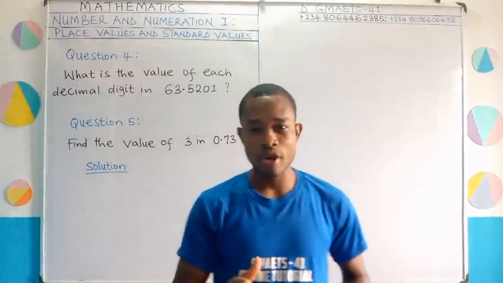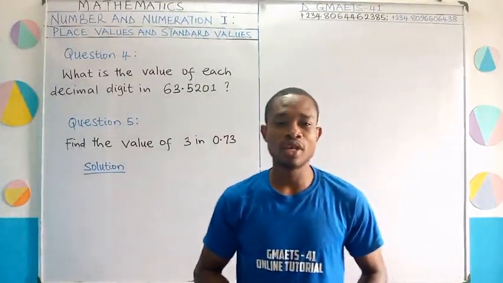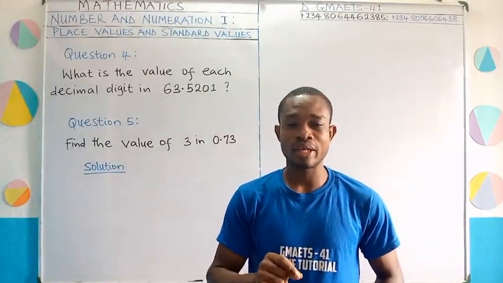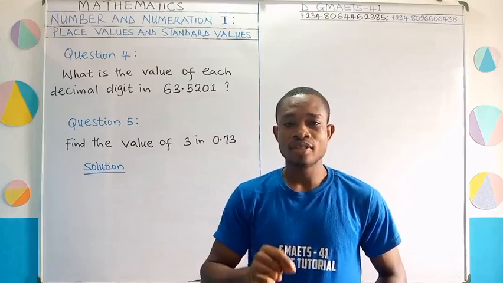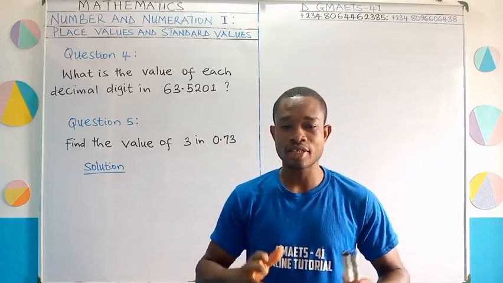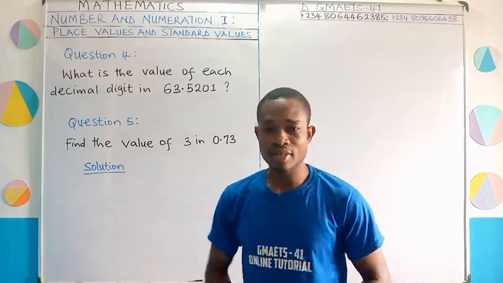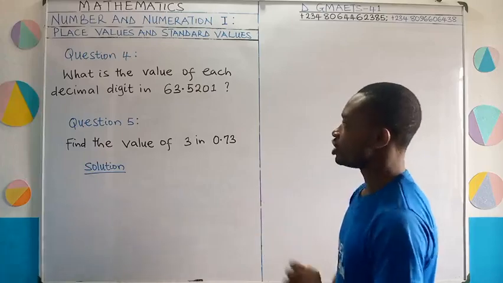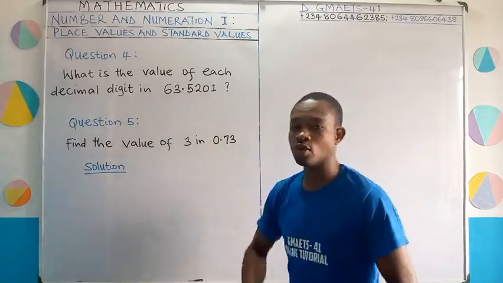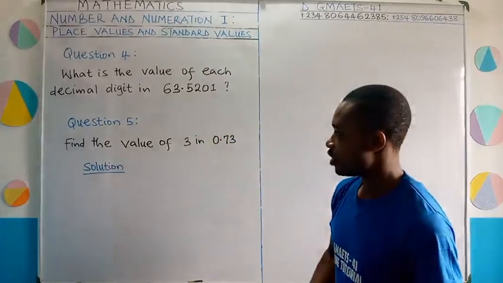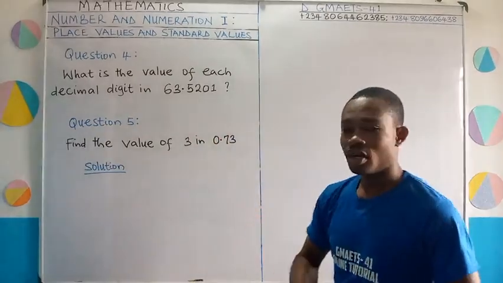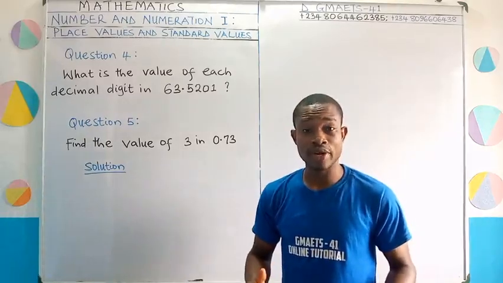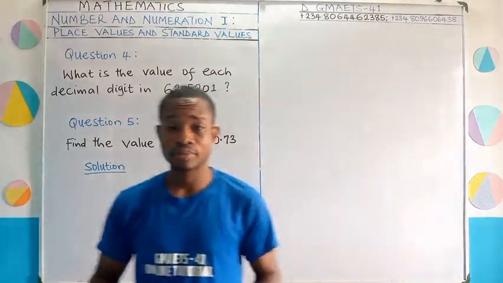This question number 4 and 5 will help us to learn how we can get the value of any decimal digit. Let us look at these questions. Number 4, what is the value of each decimal digit in 63.5201? Question 5, find the value of 3 in 0.73.